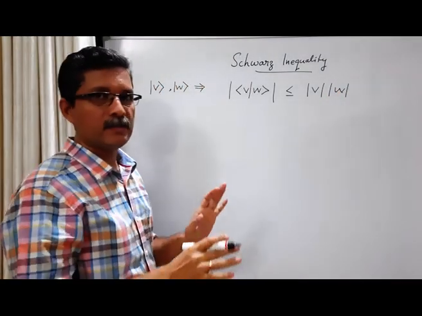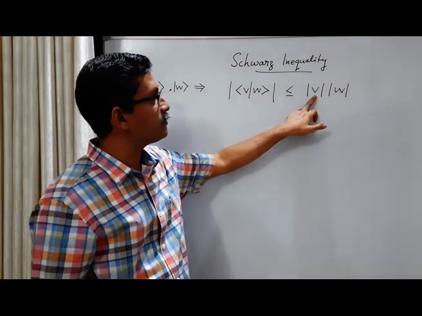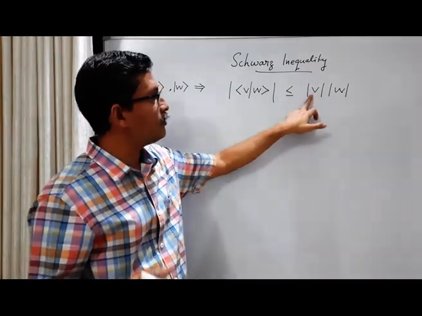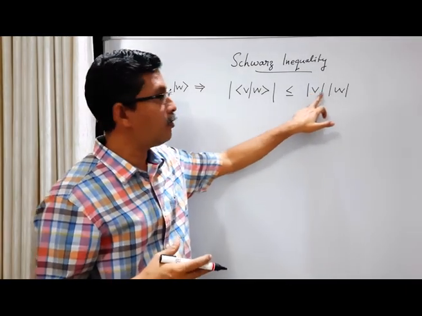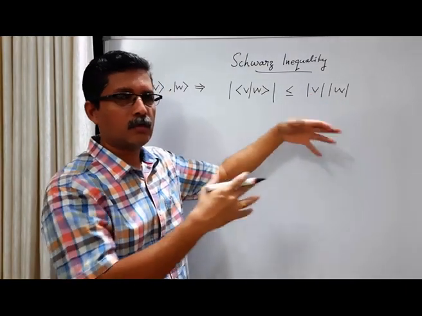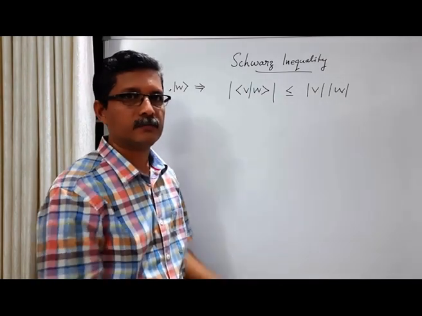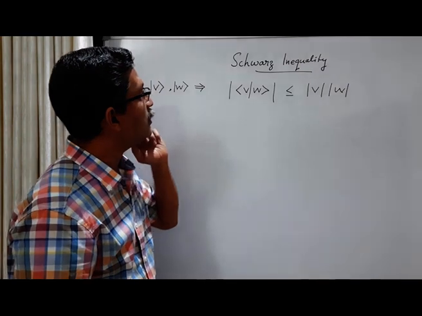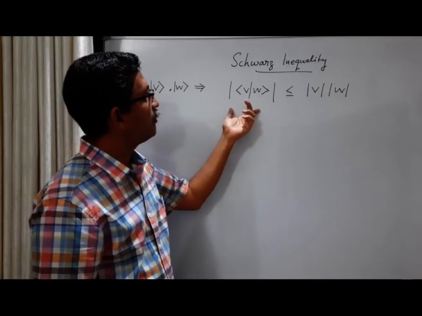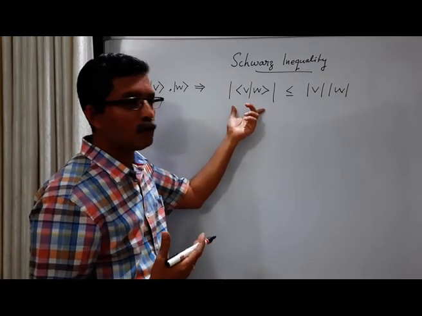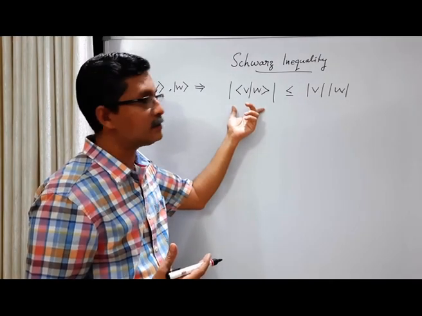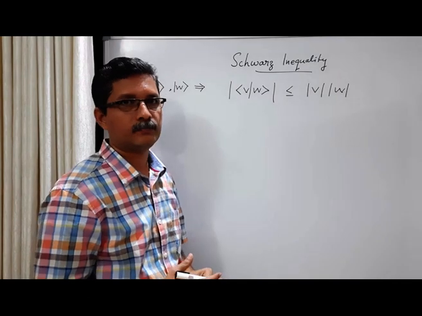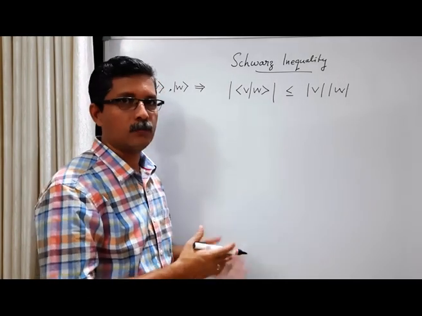For simplicity, when taking the norm, I have simply written modulus v and modulus w. Actually, we should write modulus of ket v and modulus of ket w. In order to avoid a lot of notation, I have just simply written v and w. So the Schwarz inequality says this: the value of the inner product of two vectors is always less than or equal to the product of their norms. We want to prove this.